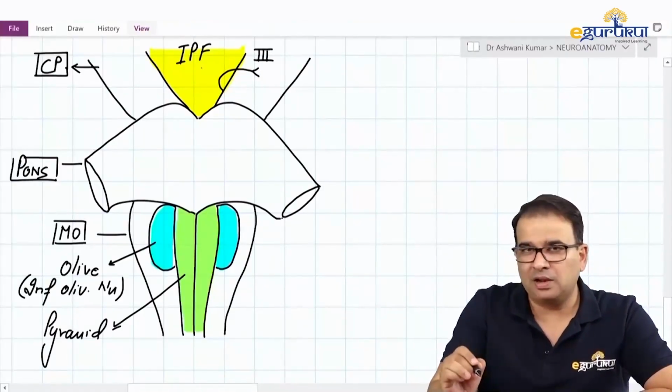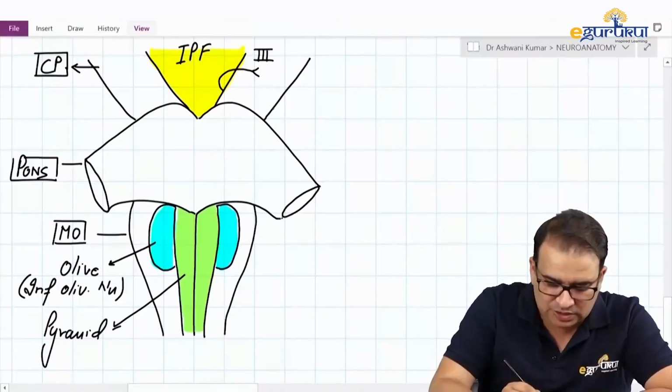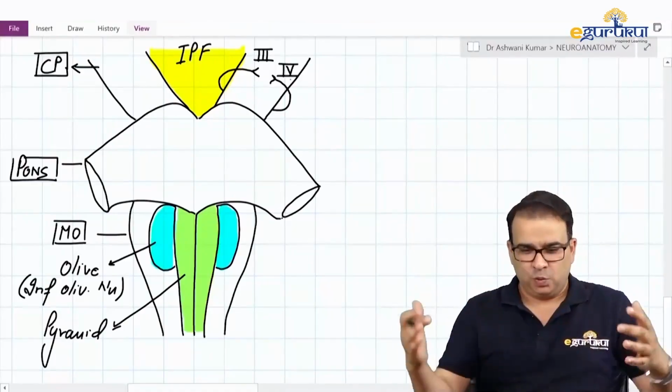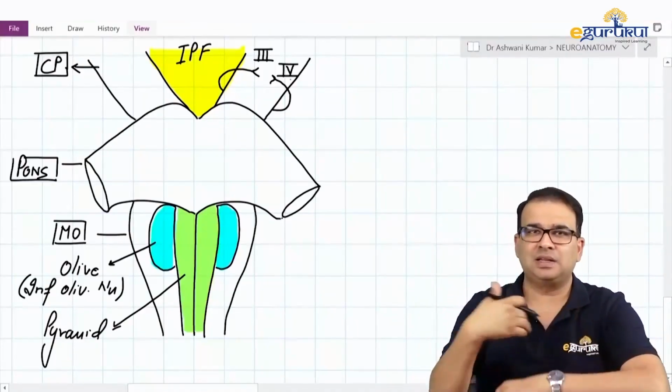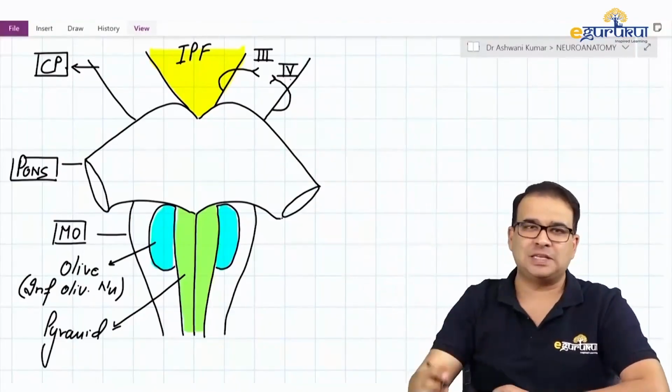Fourth is the only cranial nerve coming from dorsal aspect of brainstem. So that's the only nerve you see coming from the dorsal aspect of brainstem, and that is also winding around the cerebral peduncle. So that again could be a question. What are the two nerves which wind around the cerebral peduncle? The third nerve from the interpeduncular fossa, and fourth nerve is the one coming from the dorsal aspect of brainstem.